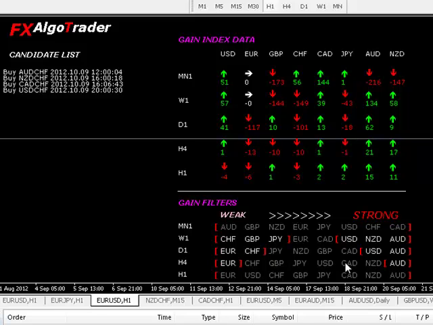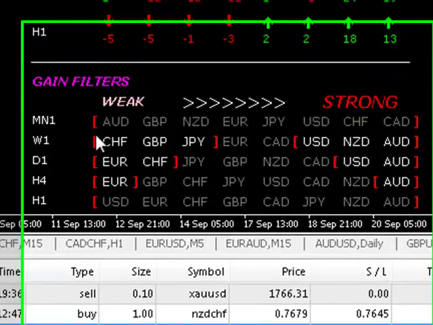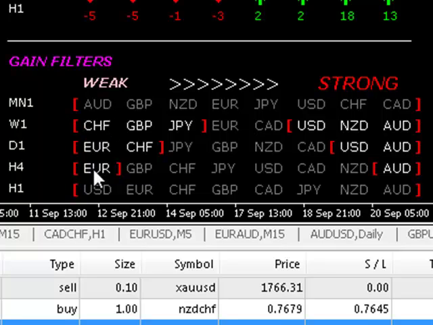You can see here things have changed a little bit. Swiss franc is the second weakest pair on the day. It's the weakest pair for the week. And moving down to the smaller time frames, it's the third weakest pair on the 4 hourly and again on the hourly, but it's fairly close to the start of the new hour. So the hourly and 4 hourly data will tend to be roughly similar.